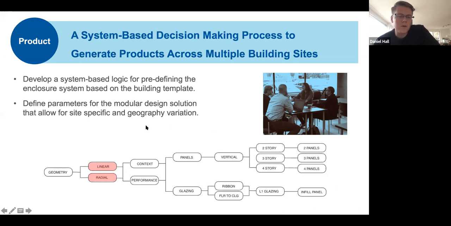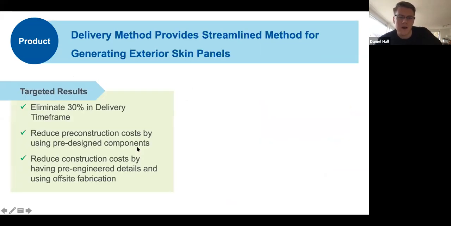So the goal that they're moving towards now is to develop a system-based logic to predefine the enclosure system based on a building template, and they want to define the parameters for the modular design solution so they allow for site-specific and geography variation. So they're moving towards this idea of mass customization, which we've talked about. But they're doing it very much from a project to project orientation. That's why I would kind of fit them on the left side of a project-based approach. But they want to move towards more platformization and thinking about the building as a product. Here are some of their targets: 30% shorter delivery, reduce costs, and take full advantage of their factory.